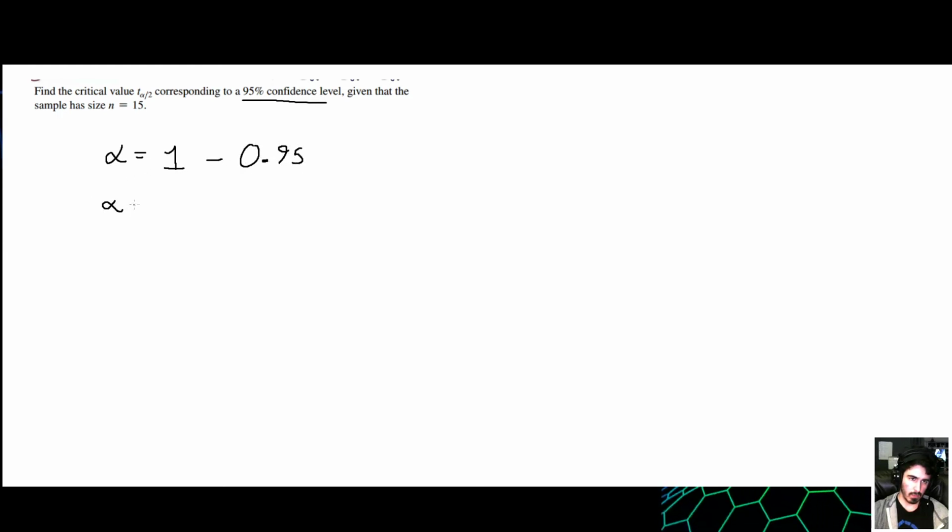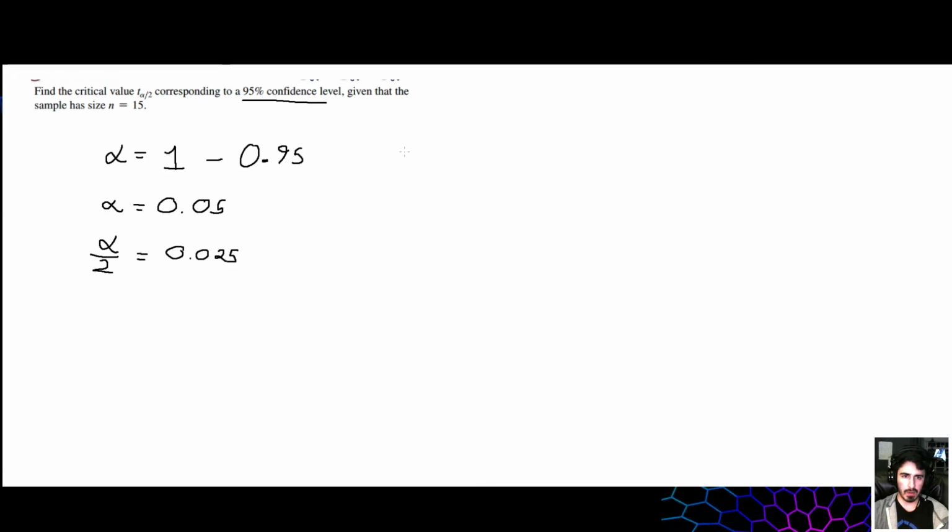So if we know that our confidence level is 95%, then we know that alpha is going to be 1 minus 0.95, or 0.05, and we know that alpha over 2 is going to be 0.025, and this corresponds to the area in each tail of a t-distribution.